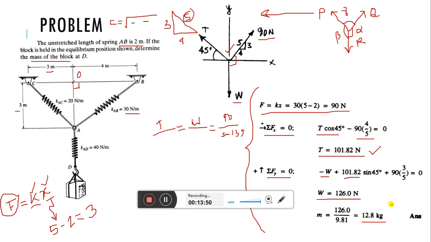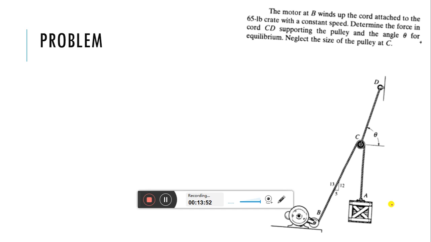So we will go to the next problem. In this problem, you can see the motor at B winds up the cord attached to the 64-pound crate with a constant speed. Determine the force in cord CD.